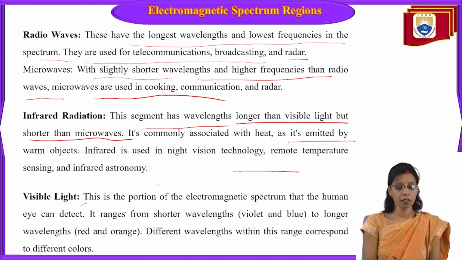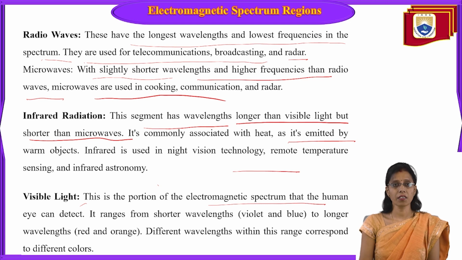Next, we have visible light. This is the portion of the electromagnetic spectrum that the human eye can detect. It ranges from shorter wavelength, violet and blue, to longer wavelength, red and orange. Different wavelengths within the range correspond to different colors. Whenever visible light is available, only then can our eyes see the objects. Otherwise, we are unable to see the objects.